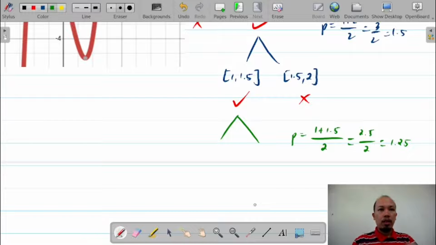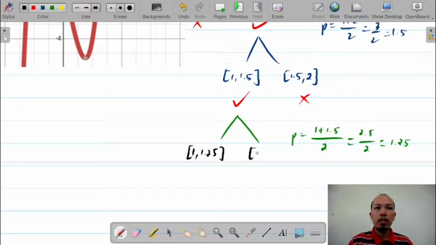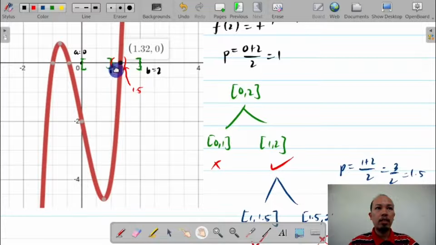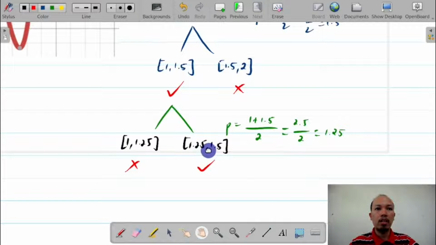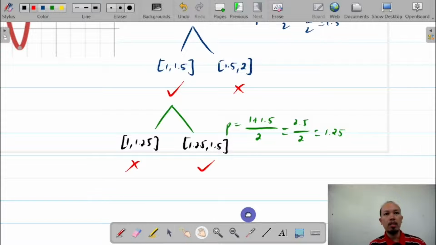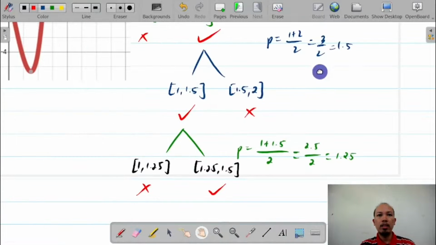So our new intervals are 1 to 1.25 and 1.25 to 1.5. As you can see, based on the graph, the root is somewhere here. Divide this again by getting the midpoint, and the root is somewhere in this interval. So how many iterations do we have? 1, 2, 3, so 3 iterations, and we are now closer to the root.